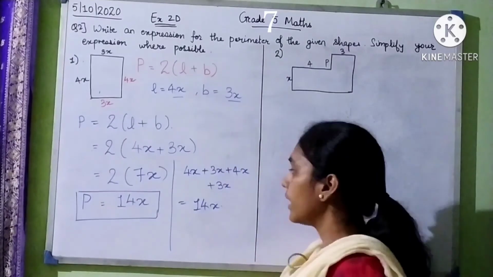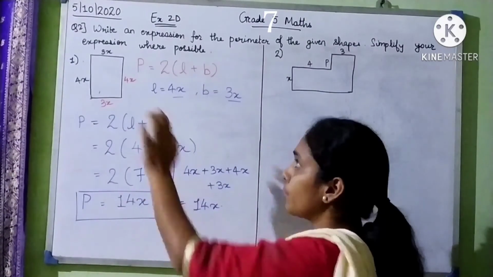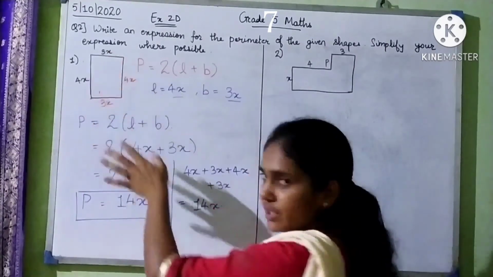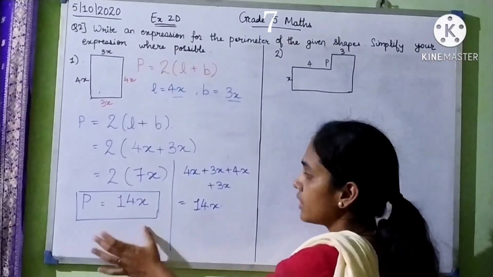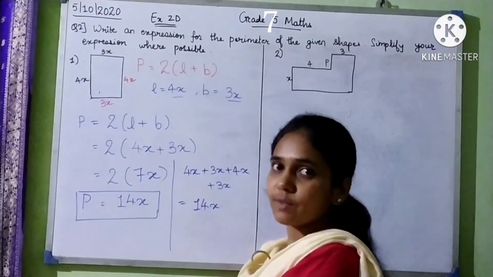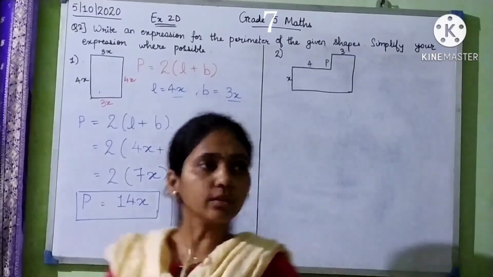Okay, so even if you don't use the formula, it is okay. You can just simply check the figure and add all the boundaries. So this is equal to this. Anyhow you do, the answer is going to be the same. The perimeter of that figure is going to be the same. Okay, so that is the first question.